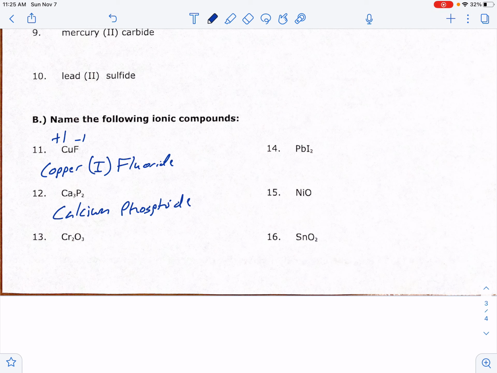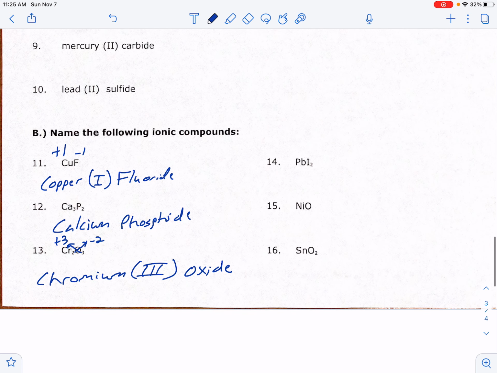Okay, Cr2O3. Chromium, Cr, is one of my transition metals, so that means I need to find the charge of it. I'm going to try this reverse crisscross. I'm going to see if I can take the 2 up to oxygen, and that makes it a -2. Then you would check your periodic table. Does oxygen have a -2? It does. So therefore, I can just reverse crisscross this 3 up to the top of chromium, which gives me a +3. So my name would be chromium(III) oxide.